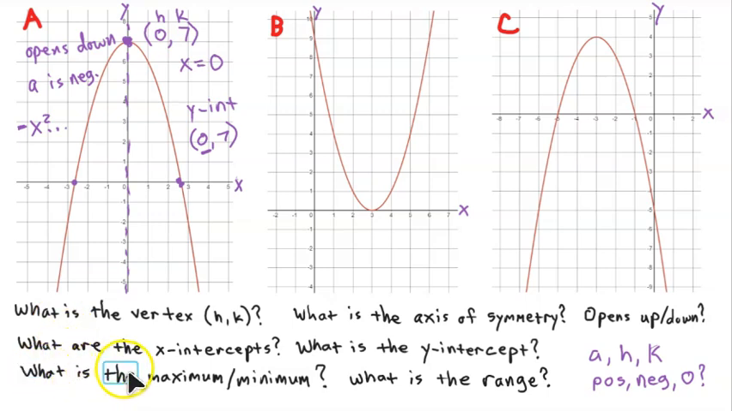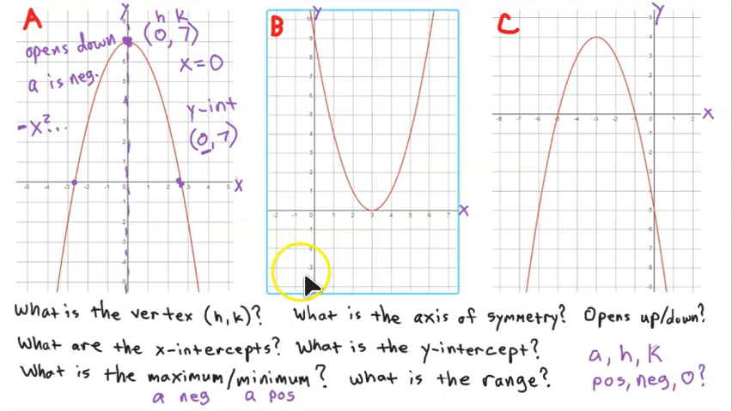Lastly, does this have a maximum or a minimum? Here's the secret. When a is negative, it has a maximum. When a is positive, it has a minimum. So I'm going to put that down here. If a is negative, then it's going to be a maximum. If a is positive, then it has a minimum. A is never 0, by the way, not in a quadratic.